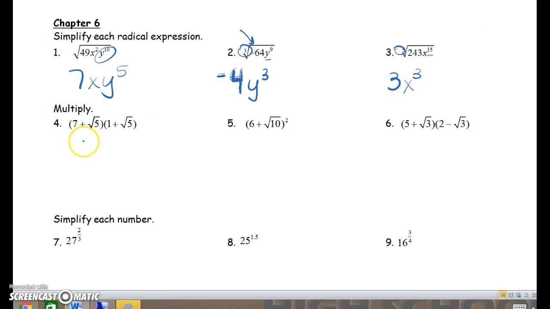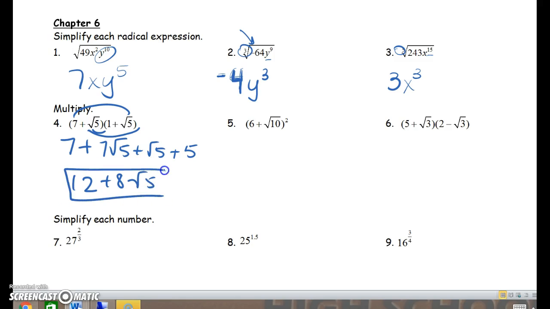Multiply, in this case we have 2 binomials, so we're going to go ahead and FOIL. So 7 times 1, those are our firsts, we get 7. The outers, 7 times root 5, we get 7 root 5. The inners, we get 1 times root 5. And the last one's root 5 times root 5 is root 25, which is 5. And now we just combine our like terms. So 7 and 5 gives us 12. 7 root 5 and 1 root 5 gives us 8 root 5, and we can't combine them any further because now they're not like terms.